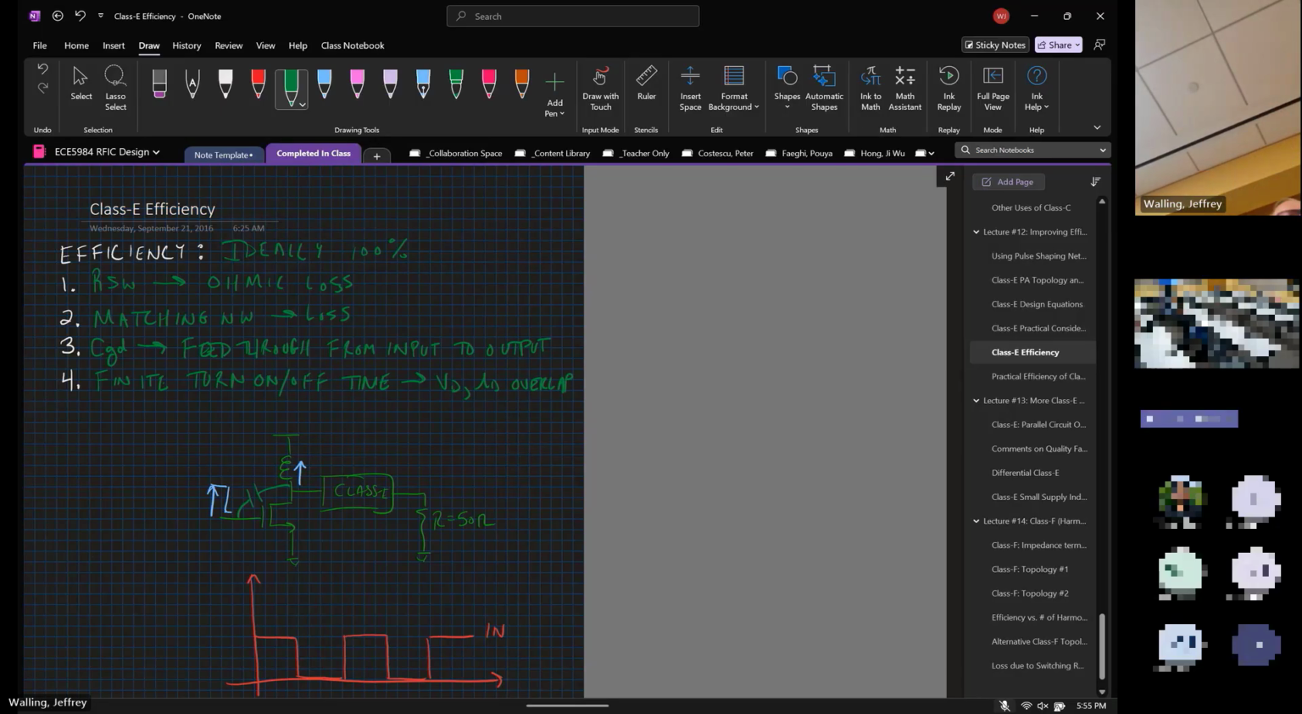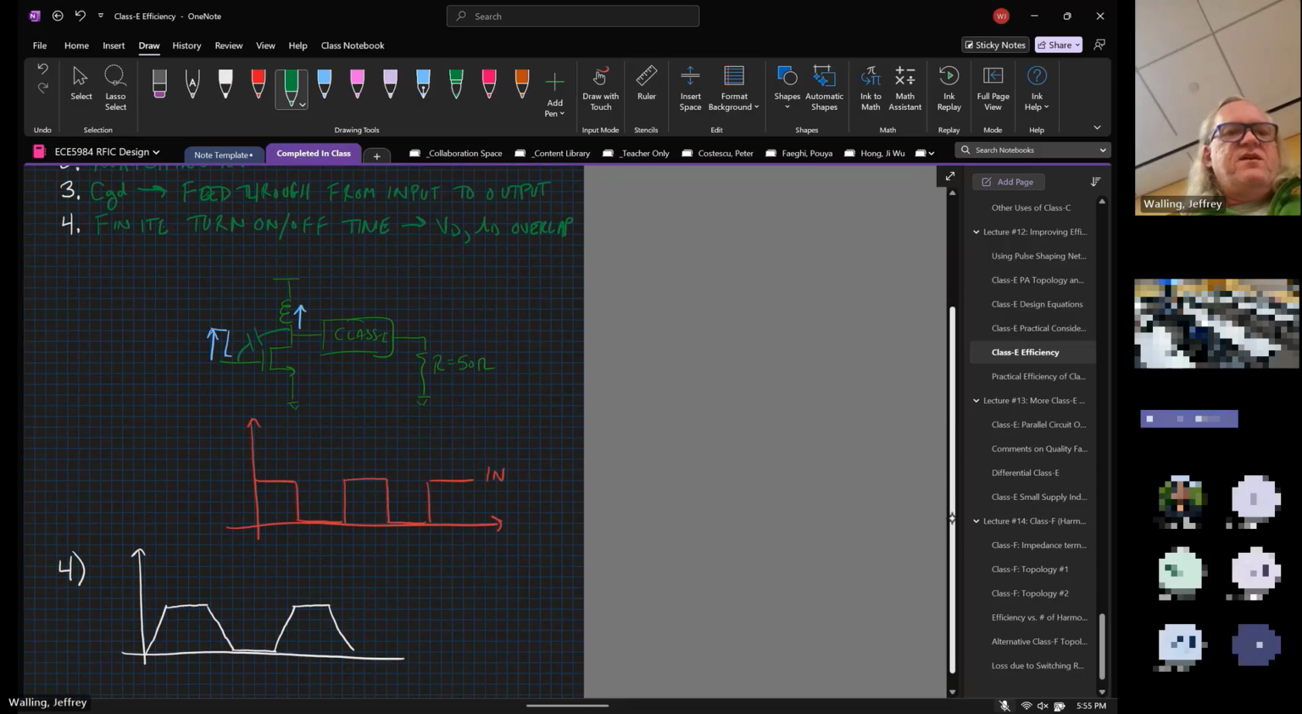I'll upload a paper or two where they actually quantify this, by Sokal and Frederick Raab, who did a lot of work on the Class Es back in the day. They actually quantify these things, and you can eliminate one variable at a time and quantify the impact of turn on time, CGD, those types of things. And they did this all before they could use Wolfram Alpha to solve integrals and things like that. So they were really dedicated.